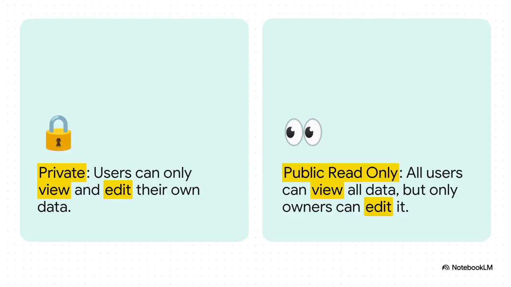So right at the beginning, you have this core choice. You can go private, which is the ultimate lockdown. If you don't own it, you can't see it, period. Or you could go with something like public read-only, which is kind of like a museum. Everybody can look, but only the owner can touch. And while there are other settings, starting with the tightest security is almost always the best move.